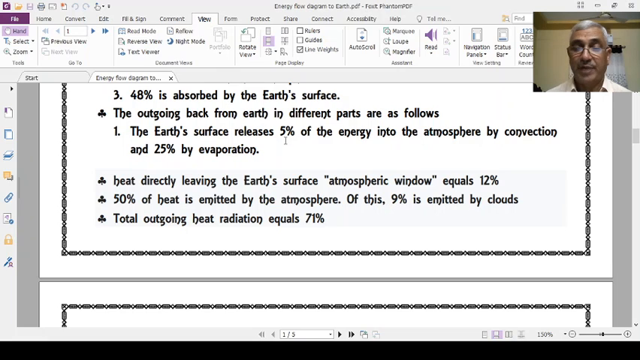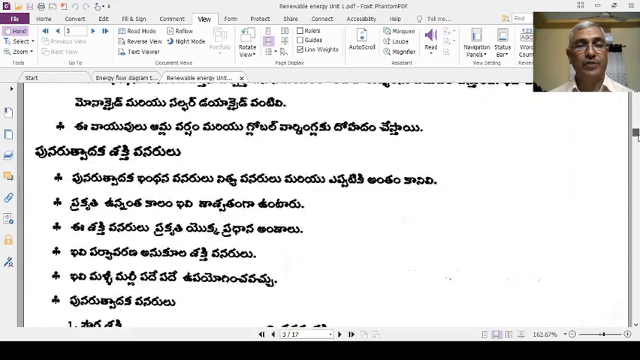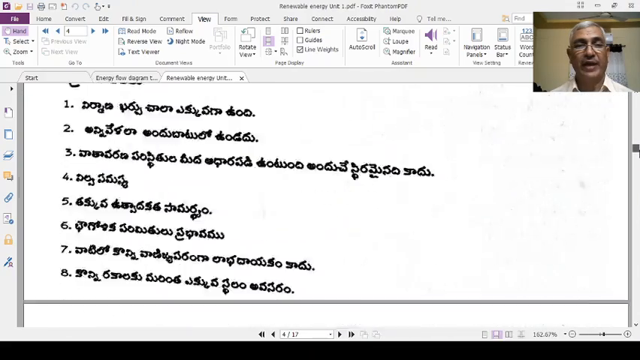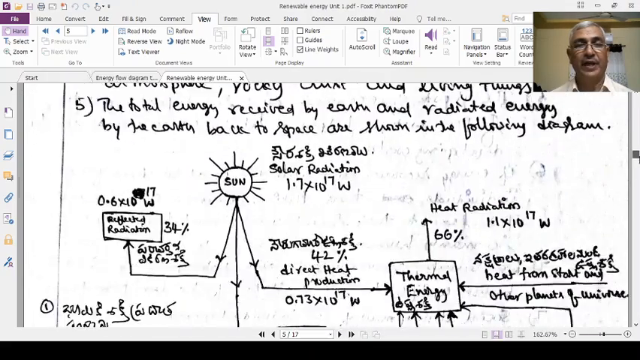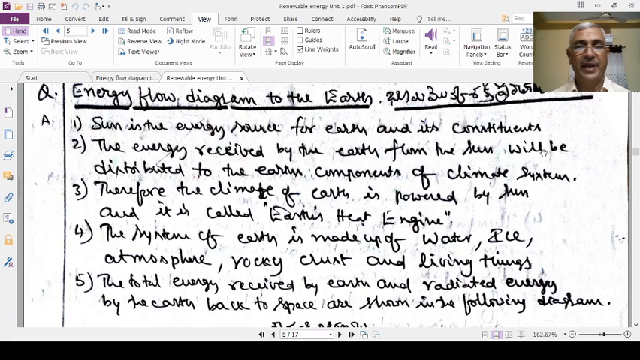I explained this by means of the diagram also. For the sake of students' convenience, I will now upload the students' material for their preparation, which uses the energy flow diagram. Whatever I said just now will be kept here again.